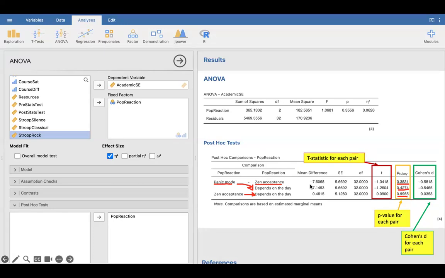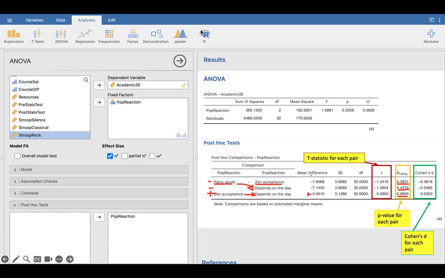I do just want to point out that you'll notice there's a negative value right here, and this is a positive value. The negative just means that this first one, panic mode, had the lower score for self-efficacy, the smaller group. Same thing here: panic mode is lower than depends on the day. And then Zen acceptance is positive, so that means it's a higher score than depends on the day. Descriptively, there's no significant difference. So again, we just say that difference is sampling error, and we do not refer to them as different.